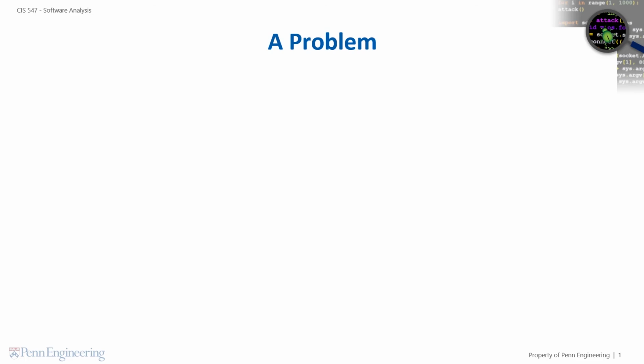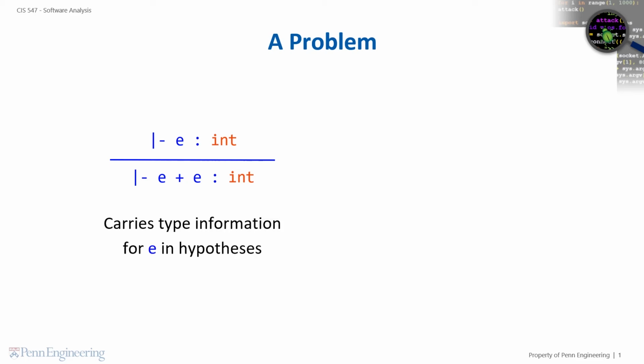We have discussed typing for integer expressions, which in our simple language are restricted to sums. Using the rules we have established so far, we can derive a rule such as this one: if it is provable that E has type int, then it is provable that E plus E has type int. This schema carries the type information for E in its hypotheses. Now, we also want to apply typing rules for variables.